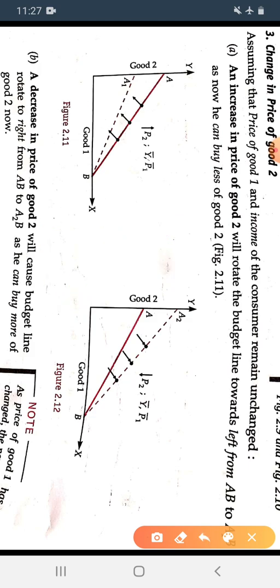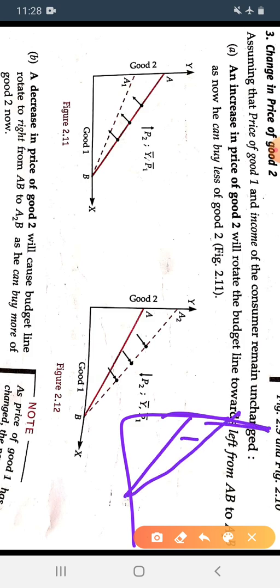Now, a decrease in the price of good 2. When there is a decrease in the price of good 2, the curve will shift to the rightward, because the consumer will consume and prefer more of good 2 as its price is decreasing. When there is an increase in the price of good 2, the curve will shift to the leftward. When there is a decrease, it will shift to the rightward. It is the basic difference.